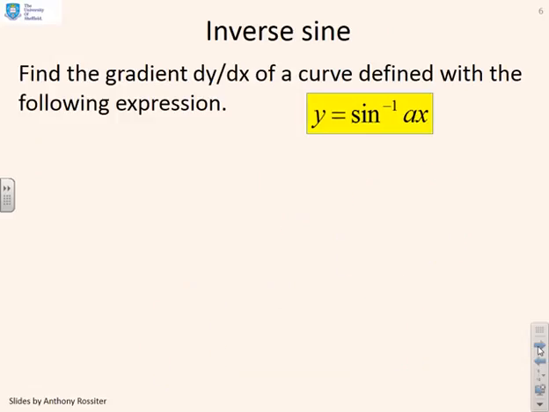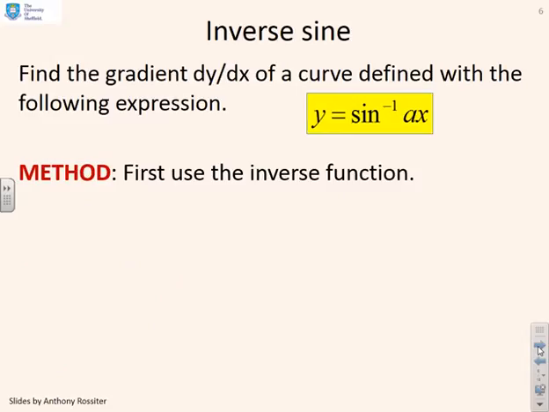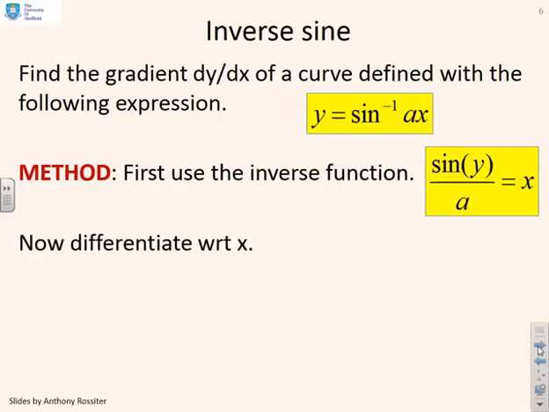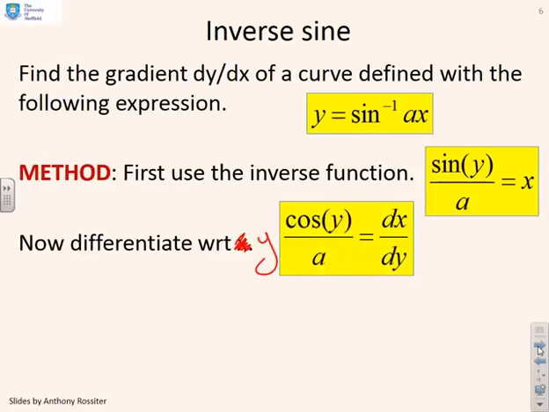Here's a different example. Find the gradient dy/dx of a curve defined with the following expression: y equals sine to the minus 1 of ax. So again I'm going to do the same trick and first use the inverse function. I can solve that: sine y over a is x. So there's my inverse function. And now I can differentiate, and that shouldn't say with respect to x, that should say with respect to y. So I get dx/dy equals cos y over a.